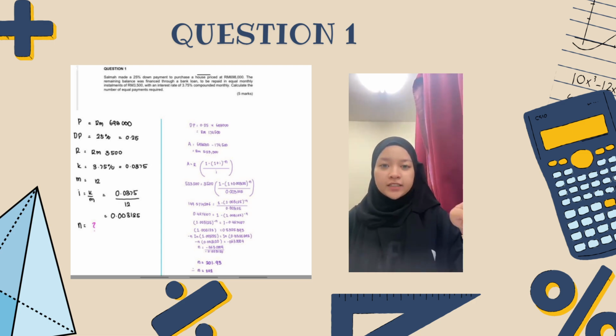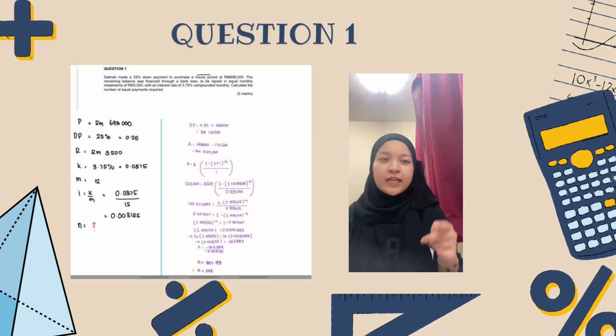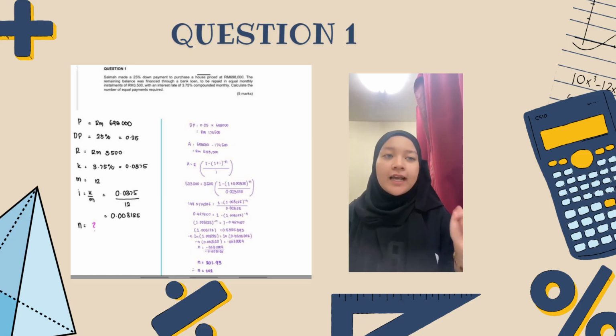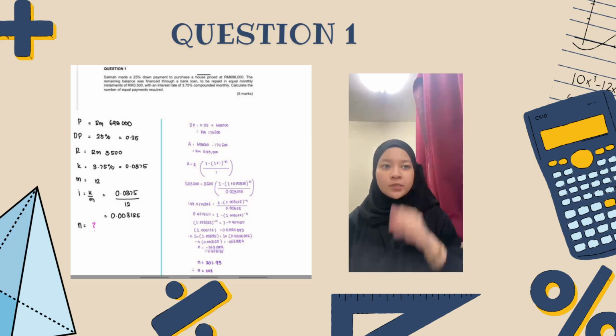149.571486. How do we get that? Is by dividing the 52350 and 350. Okay. So we divide them. Like I said before this, we get 149.571428 equals to 1 minus, open the bracket, 1.03125, close the bracket, power negative n, and divide by 0.03125.